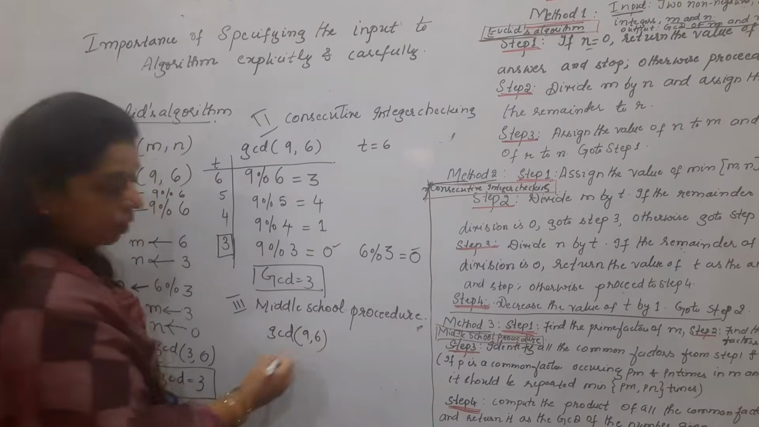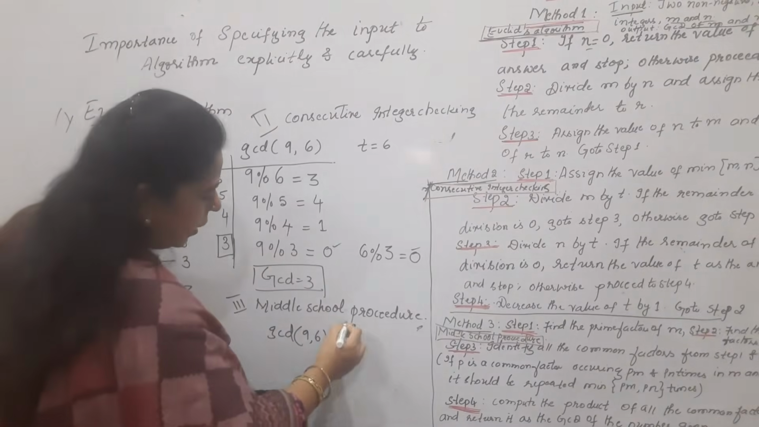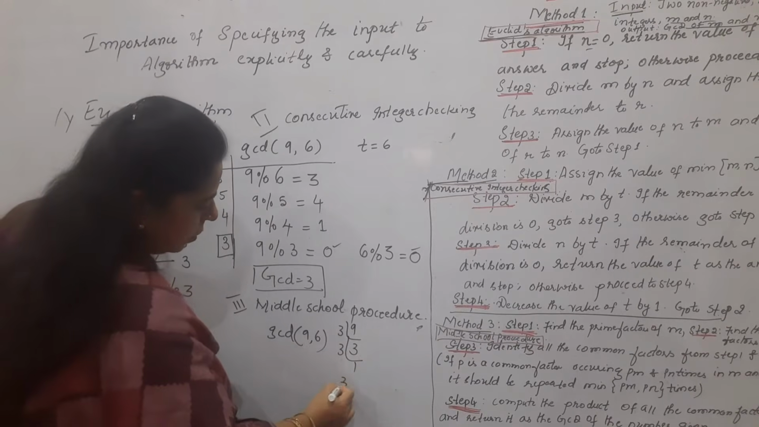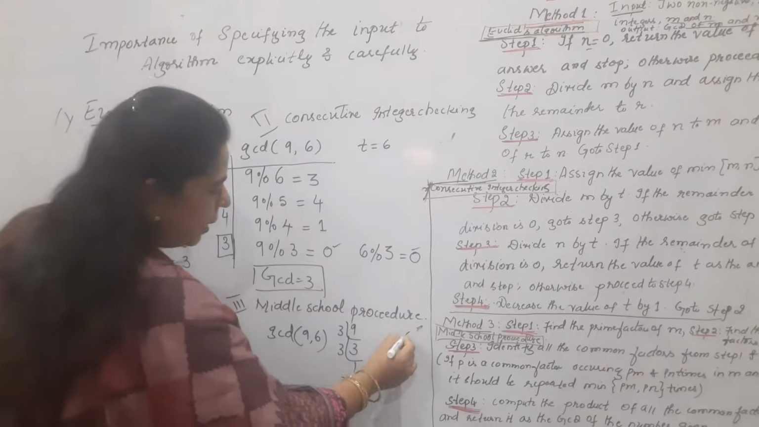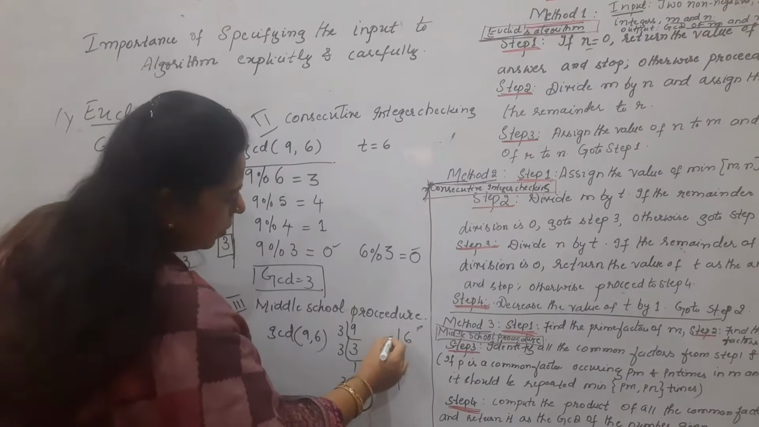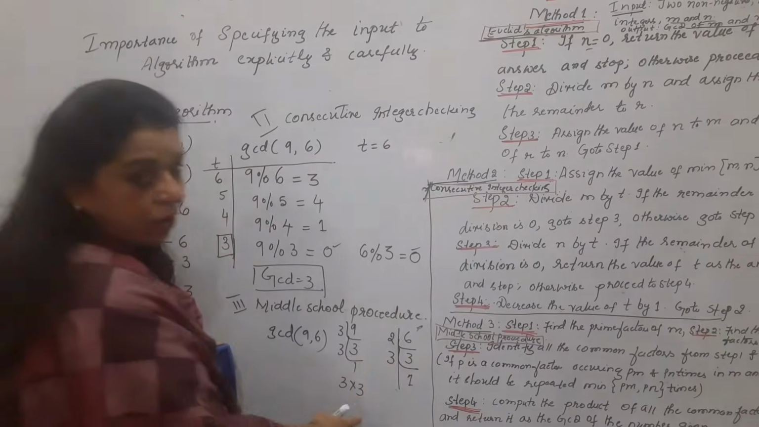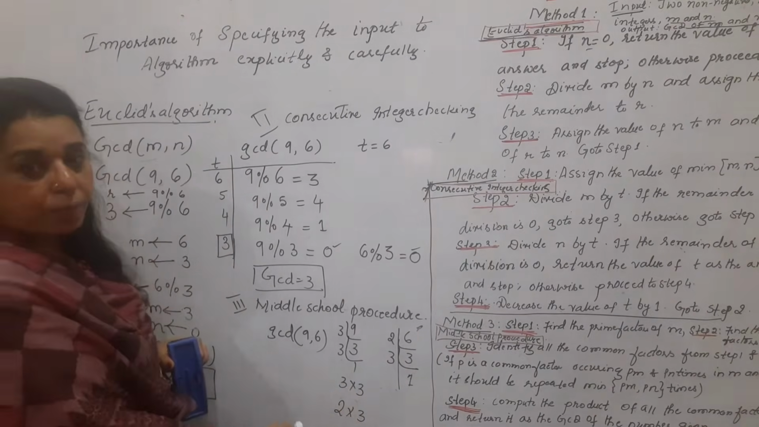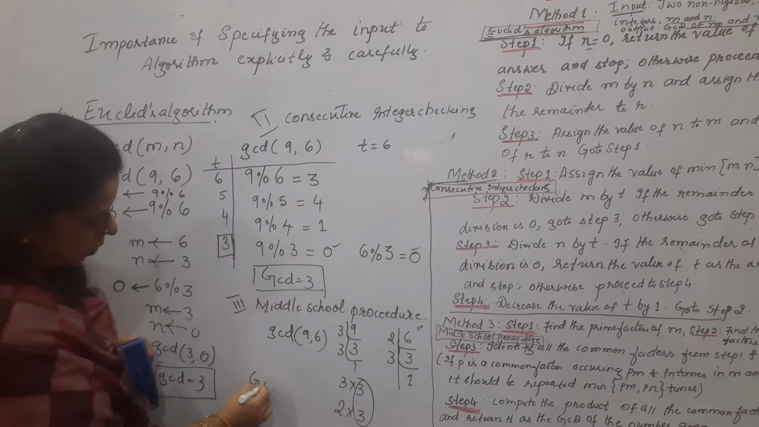GCD of what? 9 and 6. You have to find the prime factors of these two. So let us first carry out the prime factors for 9. Here you are getting 3 and 3 as the factors. One more number is there, n, 6. For this, what did you get? 2 and 3. You need to take the common factor of these. The common one is here. So this common number is what? The GCD.